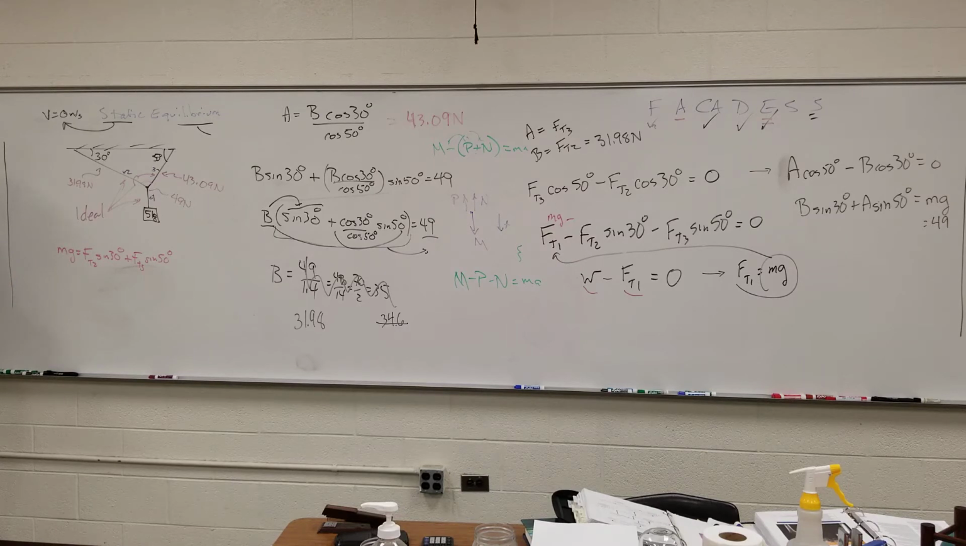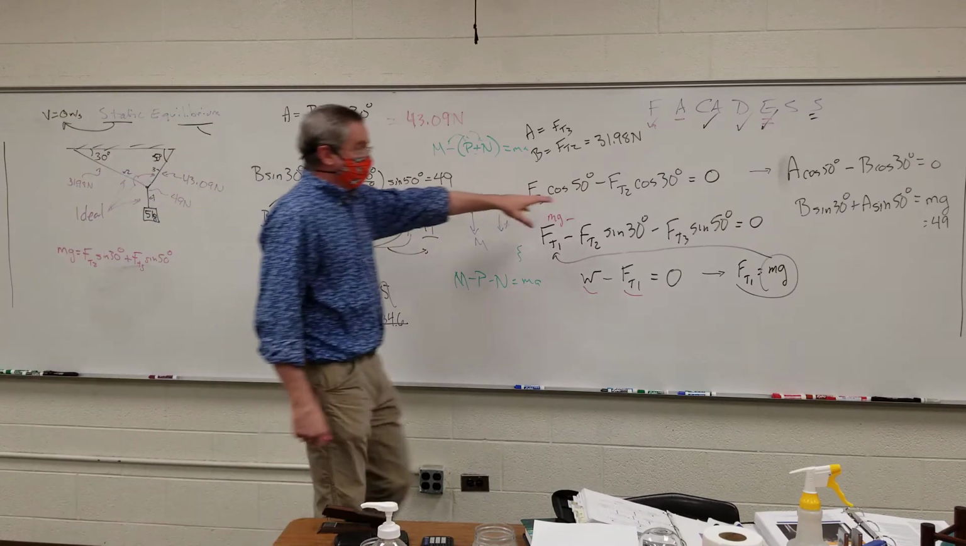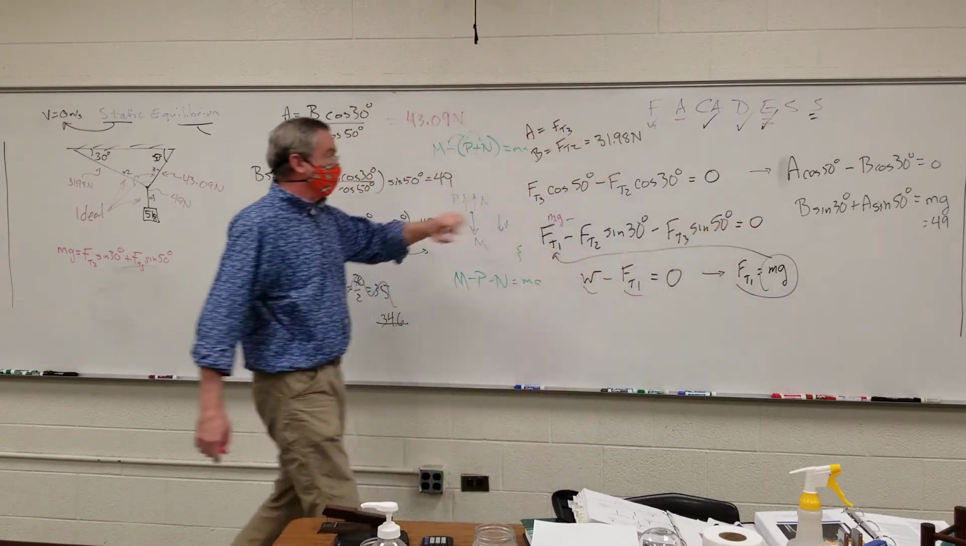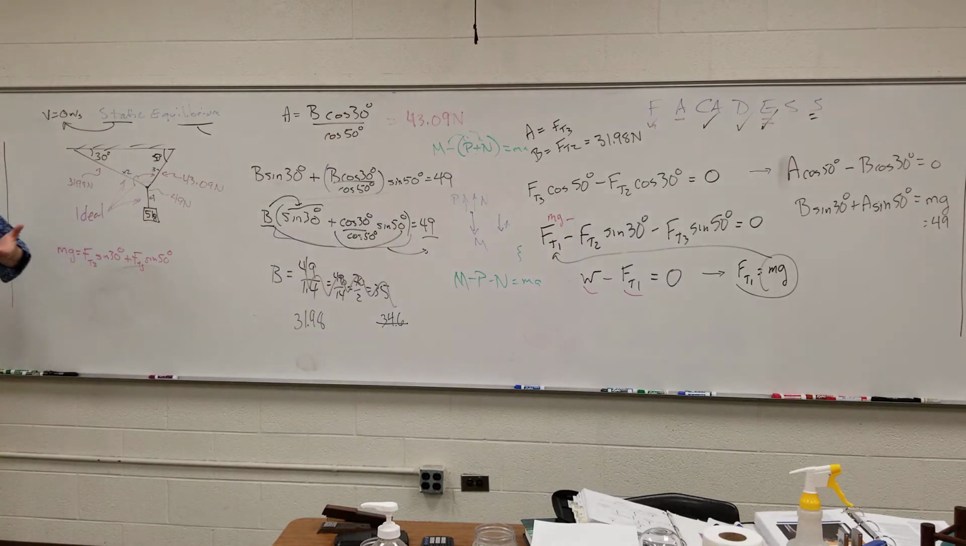But then why did one of them have to equal 49? For this specific problem, the total force is equal to 0, just as you said. In this particular problem, mg happens to be equal to 49, because my mass was 5 kilograms and g is 9.8 meters per second squared.